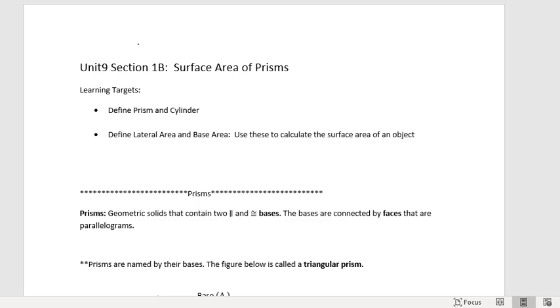All right, today we're going to look at Unit 9, Section 1, Part B. We're going to get into the surface area of prisms. So we spent some time reviewing the idea of area of our basic shapes and perimeter of our basic shapes for how we're going to apply them here. Our targets today, we're going to define a prism and a cylinder. Actually, a cylinder will be in the next lesson. We're going to define lateral area and base area, and then use these to calculate total surface area.